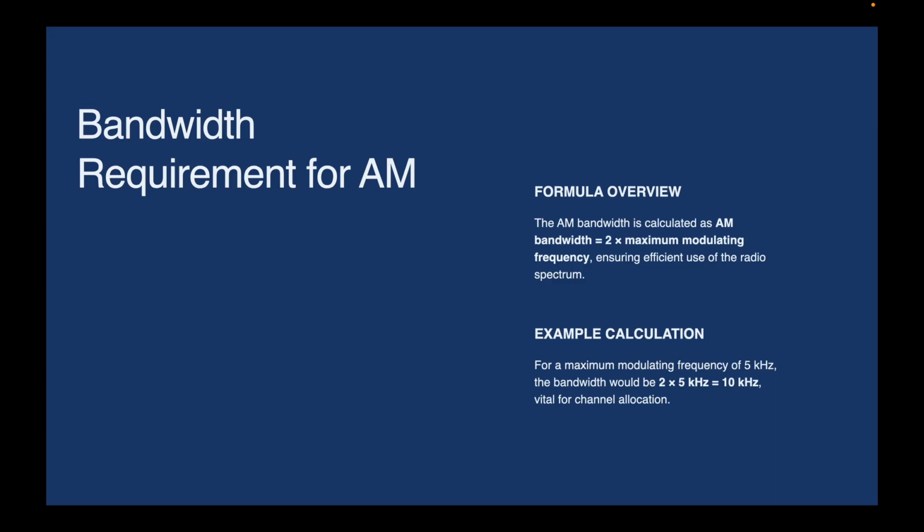Bandwidth requirement for AM. Formula overview. The AM bandwidth is calculated as AM bandwidth = 2 × maximum modulating frequency, ensuring efficient use of the radio spectrum. Example calculation: for a maximum modulating frequency of 5 kHz, the bandwidth would be 2 × 5 = 10 kHz.